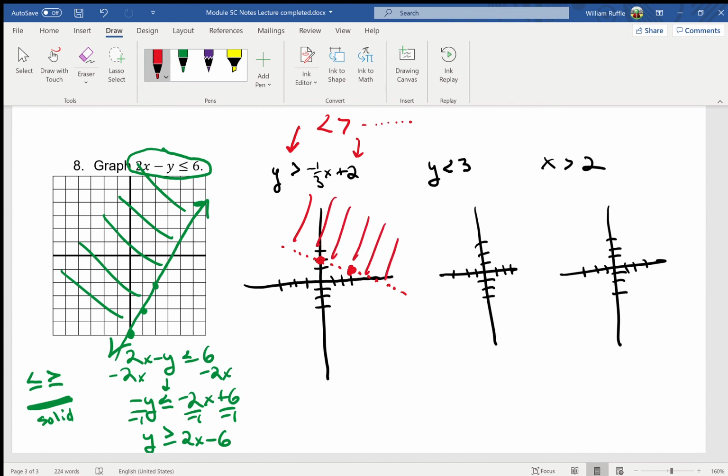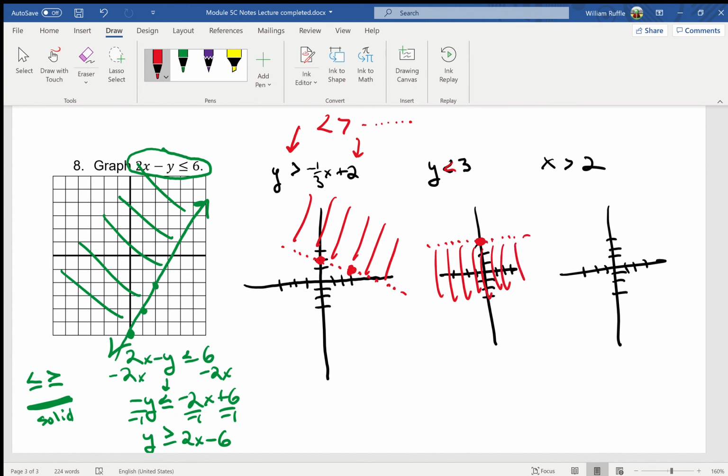Now I'm going to do a quick review of old stuff here. Y is less than 3. Now you remember y is less than 3 is a horizontal line because it has 0 slope. I go up 3, 1, 2, 3, plot the dot here. And it's just less than, so it's got to be dashed. Now it's less than, so that means I got to be underneath it.